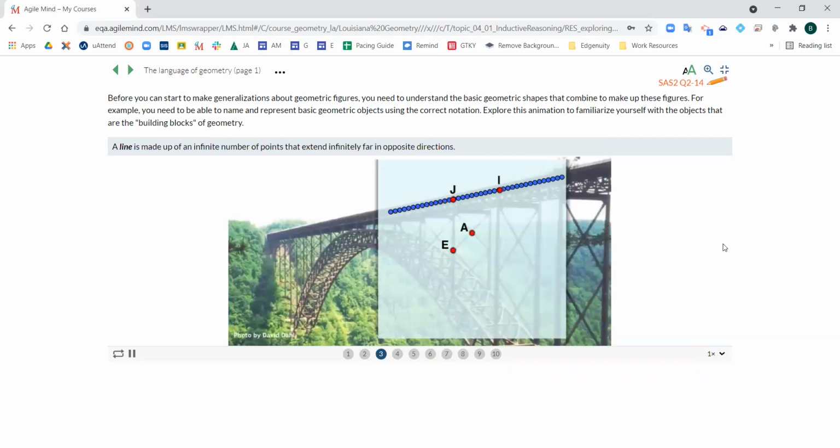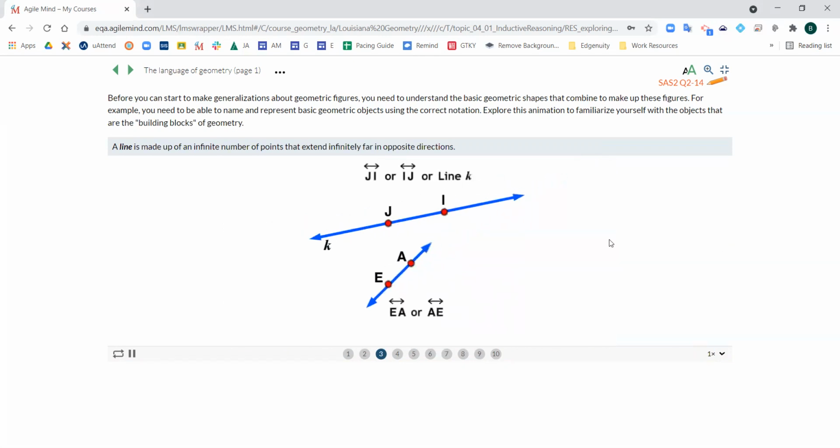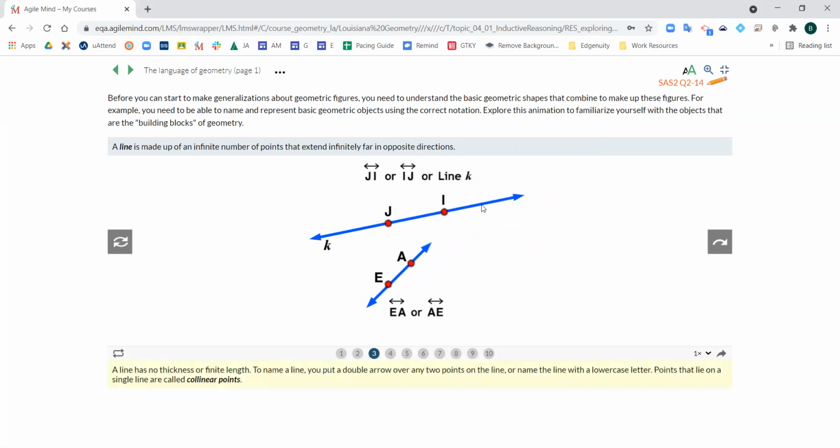A line is made up of an infinite number of points and it extends infinitely far in opposite directions. So these arrows on the end of our line, that's what lets us know this is a line, and that's telling us this is going to keep going on and on and on forever and ever and ever. It's never going to end.